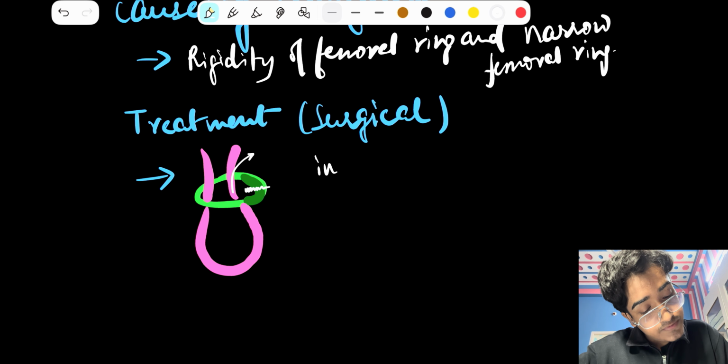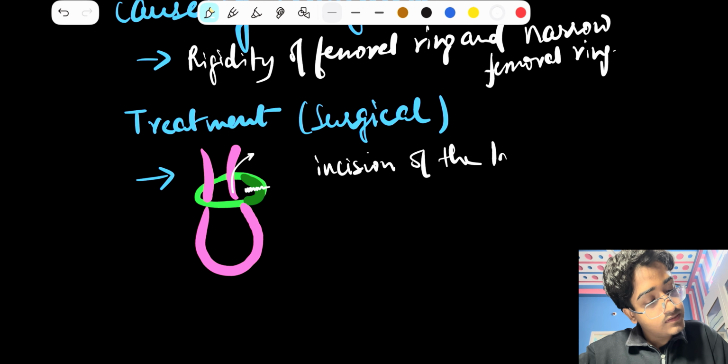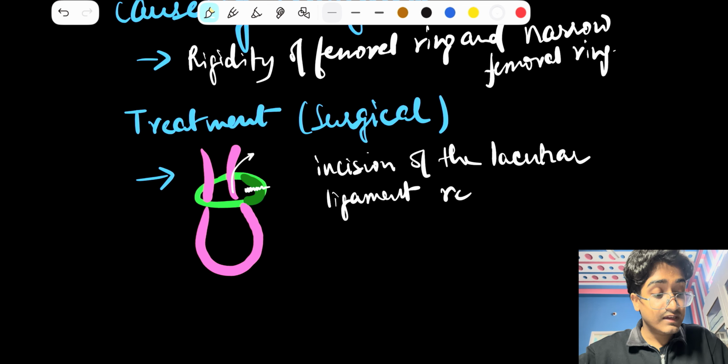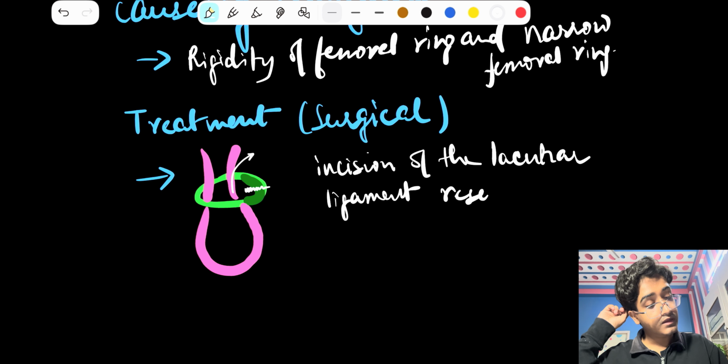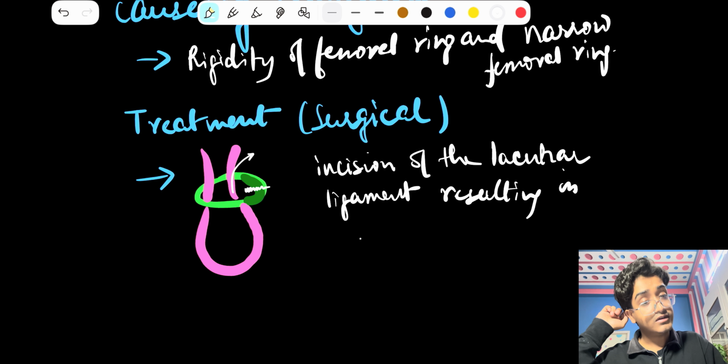So what is the surgical treatment? Incision of the lacunar ligament, resulting in widening of the femoral ring. The narrow femoral ring now gets widened up, and this femoral hernia is treated.